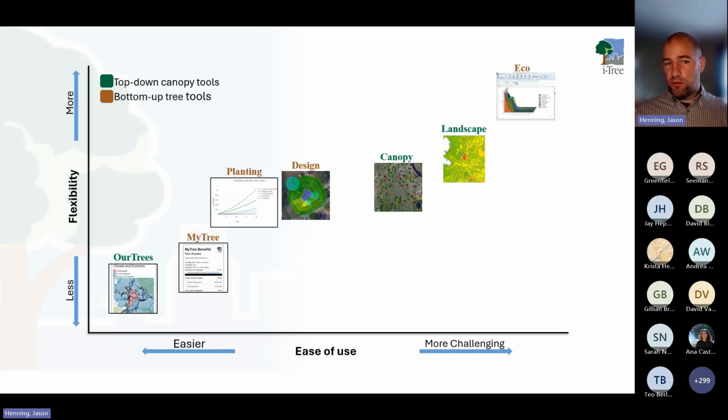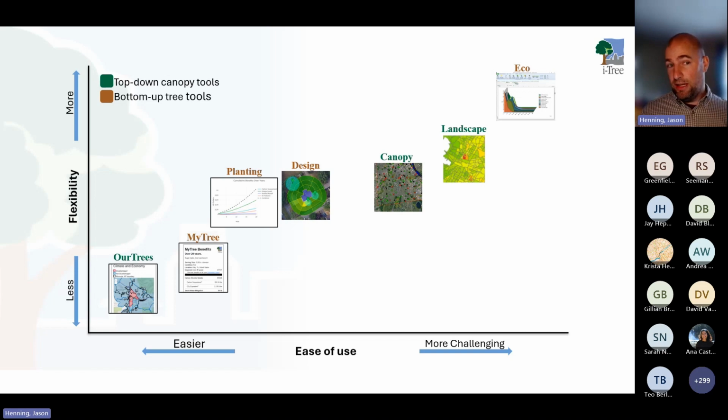So I tried to come up with this graph of where the easier to use tools are and the more challenging to use tools. And, as you'd expect, the more challenging to use ones actually have more flexibility and more results you can get out of them. And again, the ones here that the names are in brown, those are going to be our individual tree tools. And the ones that are in green are going to be our top-down canopy tools. So among those easier to use ones, we'll talk about MyTree, planting and design next week. So we'll do demos of all of those next week. The more challenging tools, Canopy is going to be one of those top-down tools, and Eric will cover that in week 3. Landscape is another top-down tool.